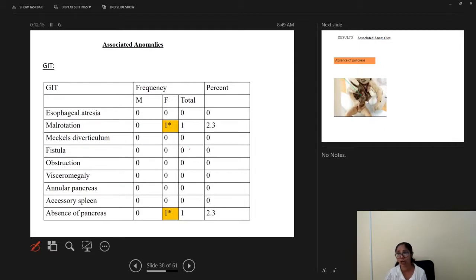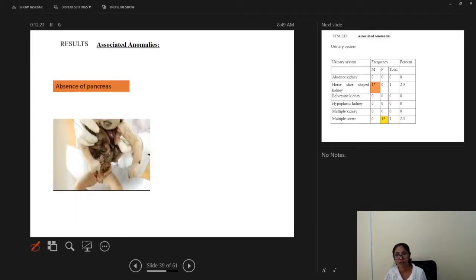Also, a malrotation of the gut was seen, and in one person there was an absence of pancreas. So if you see here, there was an absence of pancreas in this case.